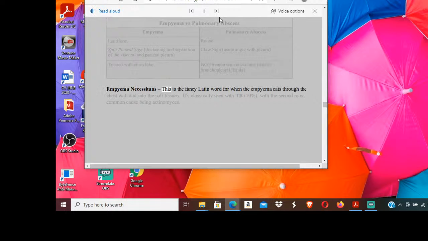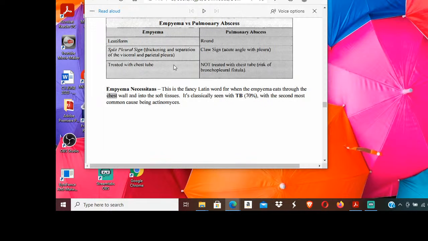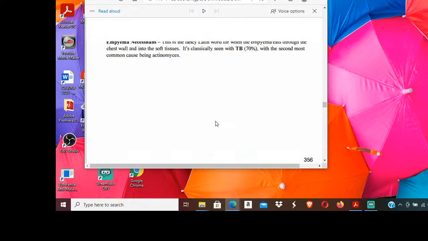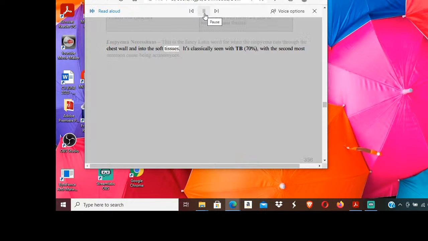Empyema necessitans, this is the fancy Latin word for when the empyema eats through the chest wall and into the soft tissues. It's classically seen with TB, 70%, with the second most common cause being actinomycosis.